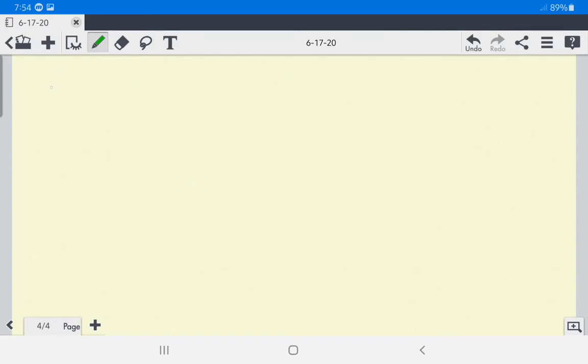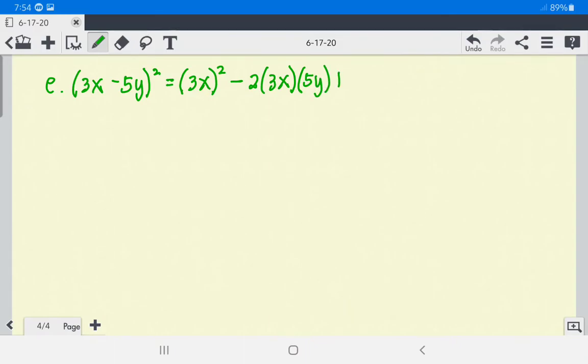Okay, letter E. Let's say we have (3x minus 5y) squared. So the first term is 3x, the second term is 5y. So we have to square the first term, 3x, then minus, because this is minus, 2 times the first term, 3x, times the second term, 5y. Then plus the square of the second term, 5y squared. So you have to enclose this one in parentheses.